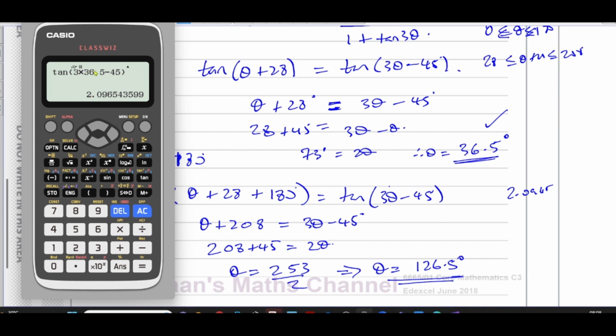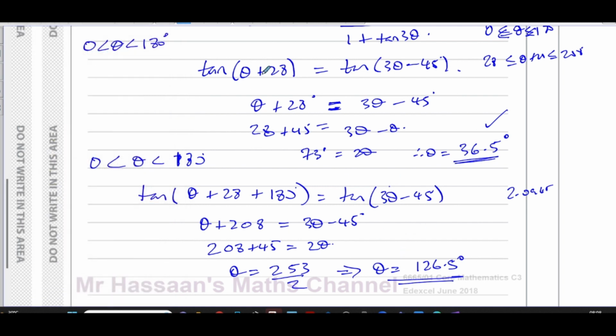When you put 36.5 in here, you get this answer. And when you put 126.5, you get minus 0.4797. The same thing when you put this into both of these. So we can see that those are two angles which satisfy this equation. So we can verify in the end to be sure that we've done the right thing.